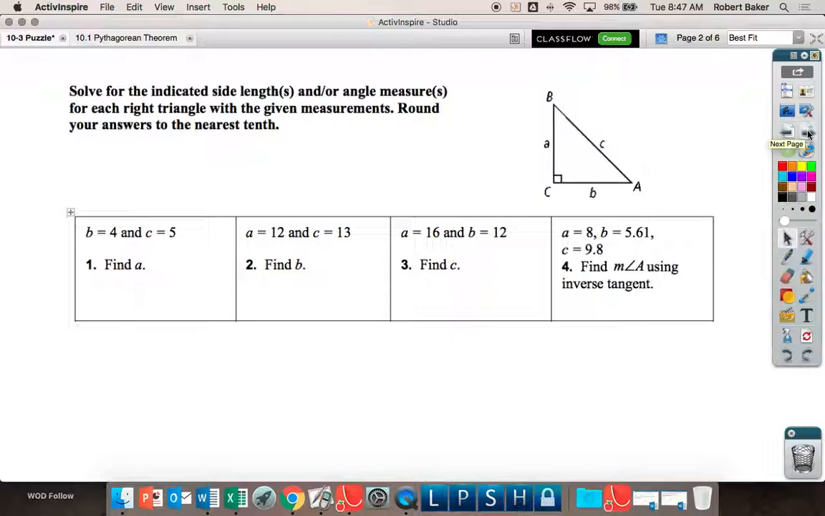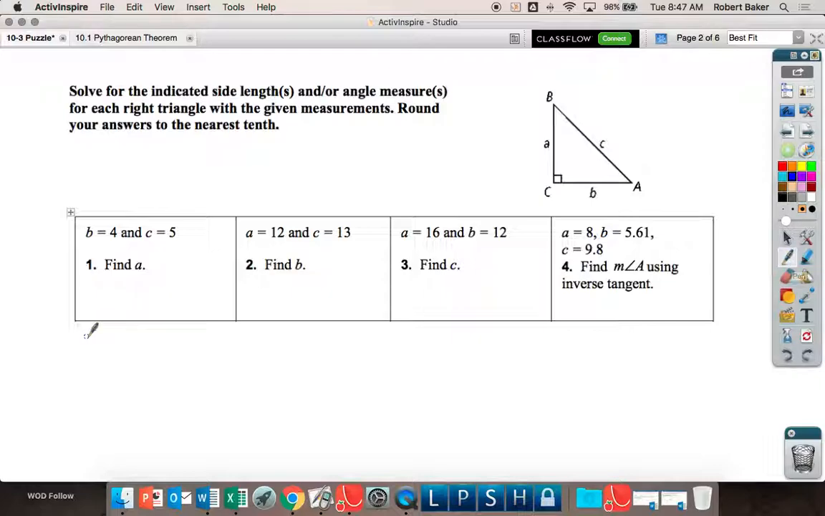Your options today are going to be Pythagorean Theorem or trigonometry. There's not any special right triangle tricks on here. So each box, it says little b is 4, little c is 5, find little a. Well, what is that talking about? Side lengths or angle measures? Side lengths.